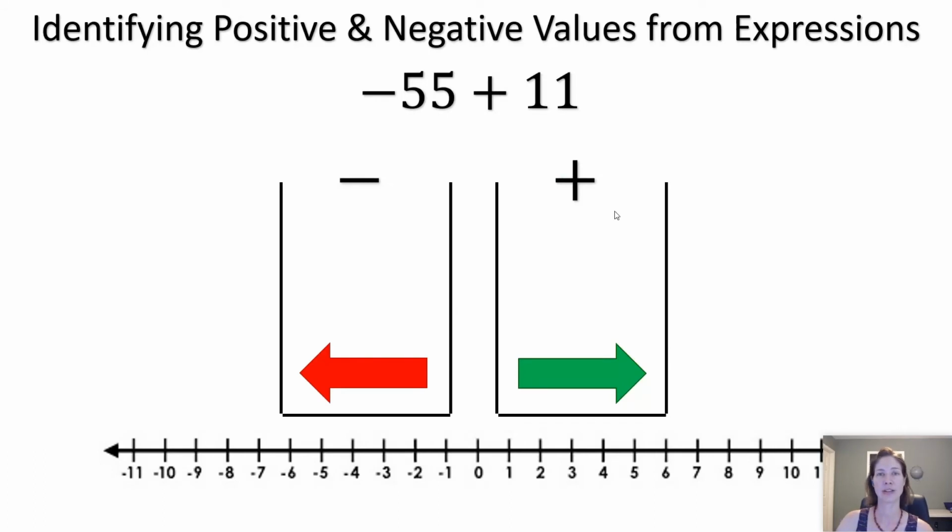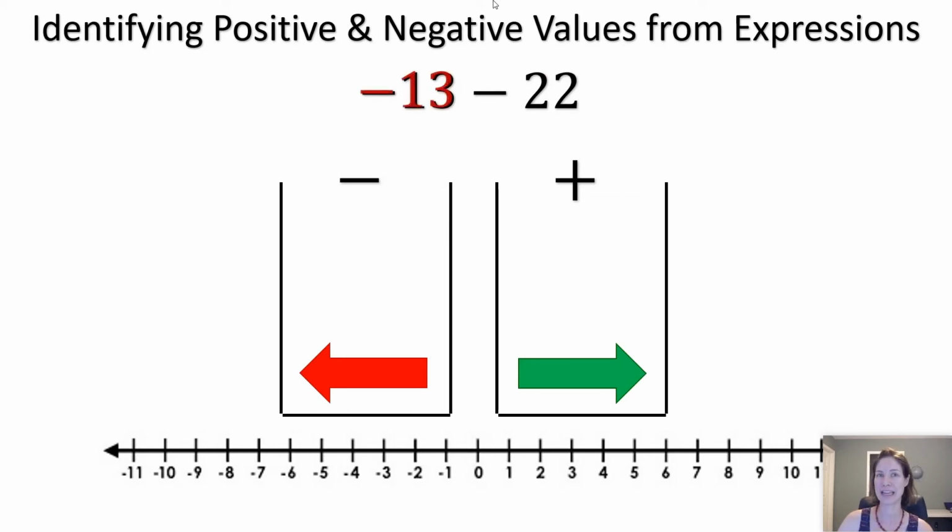So let's go ahead and sort and identify some of these. We have a negative 55 plus 11, positive 11. We have a positive 4 plus negative 8. This is negative because the sign to the left is a negative. We're just adding a negative value. So this plus sign does not make it a positive. It is adding debt or adding a negative.